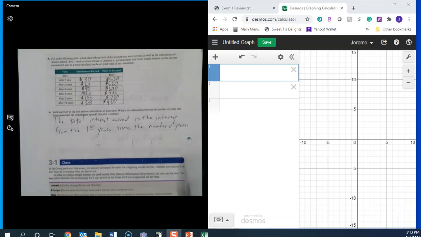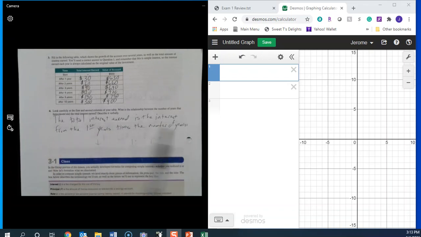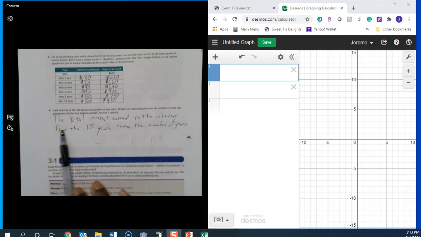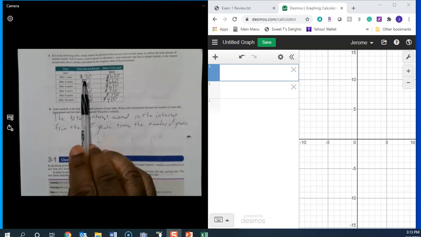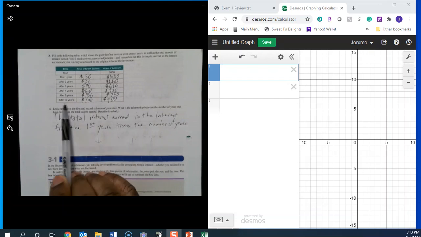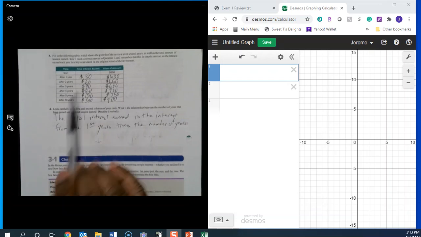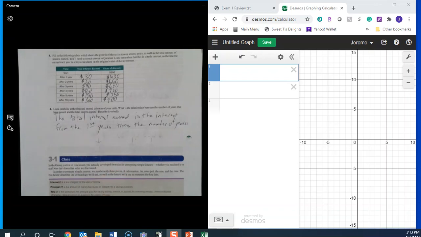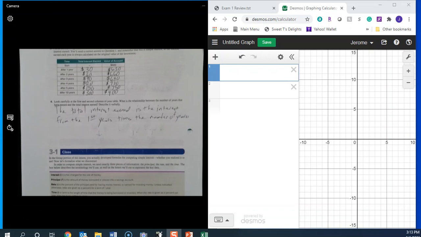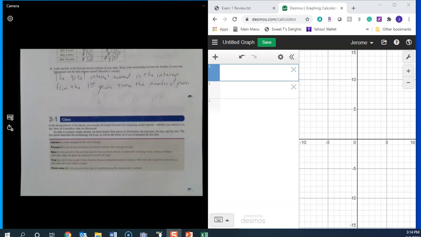But what I was saying before was, based upon this definition that I gave here, that the total interest earned is the interest from the first year times the number of years. The interest from the first year is 30. When we got down here to the 10th year, we took 30 times 10, and that gave us the total interest, which is $300. So that's how you could calculate the simple interest when you get that first year of interest.